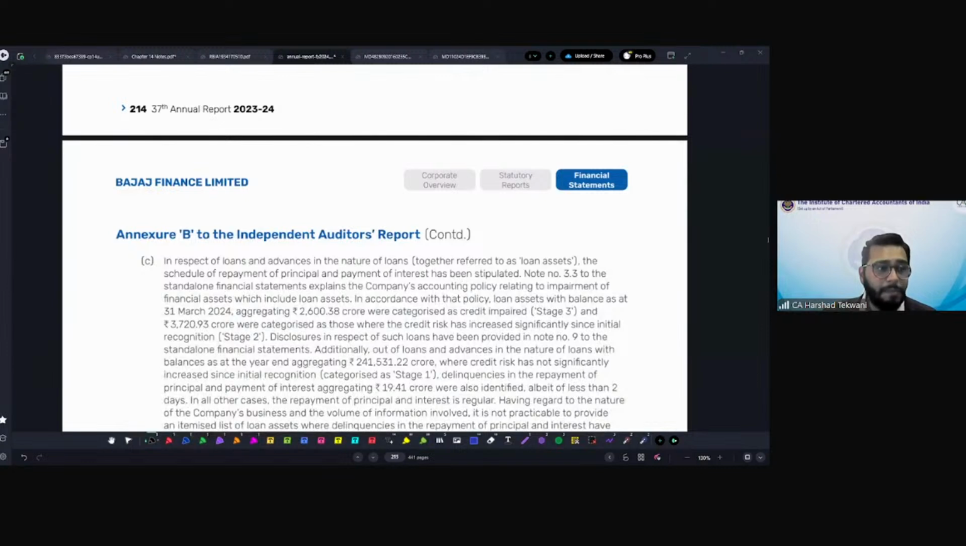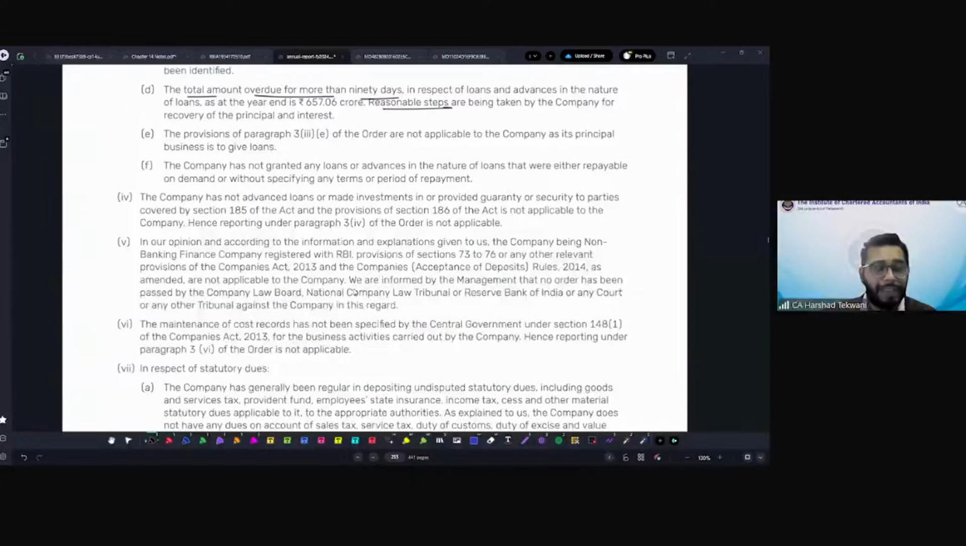Then there is a specific paragraph with respect to acceptance of deposit. That is 3.5. It asks whether the company has complied with sections 73 to 76 or other relevant sections with respect to the acceptance of deposits, or whether any order has been passed by the company law board or tribunal against the company with respect to the deposits. So para 3.5 again talks about deposits.